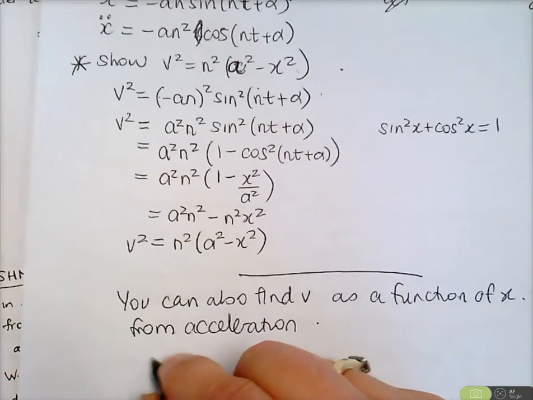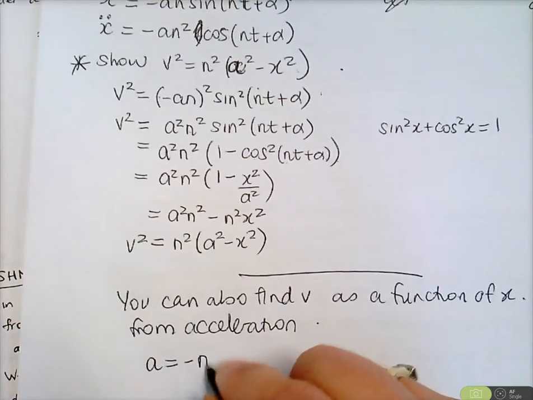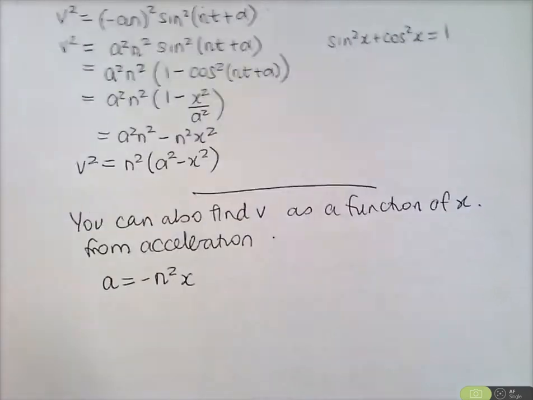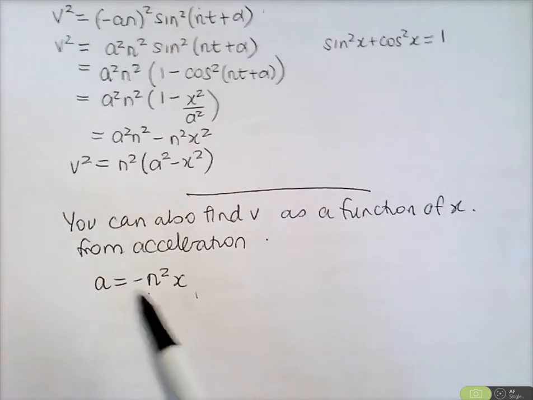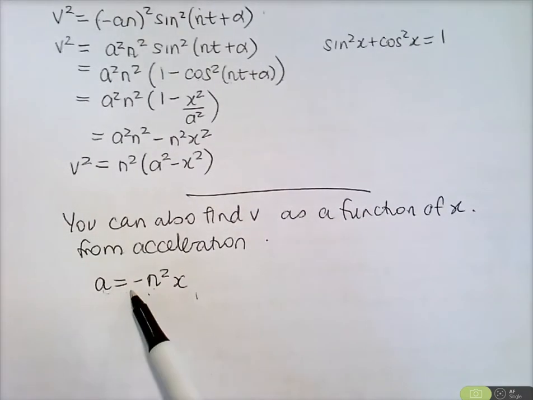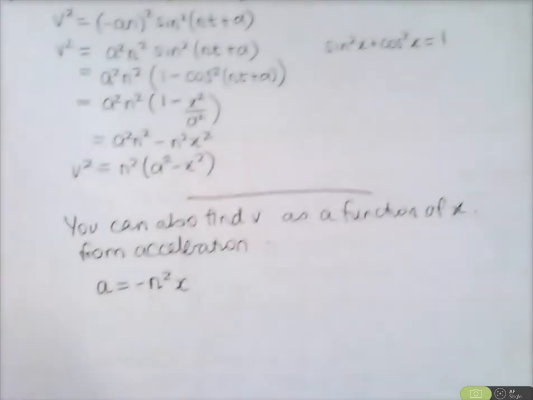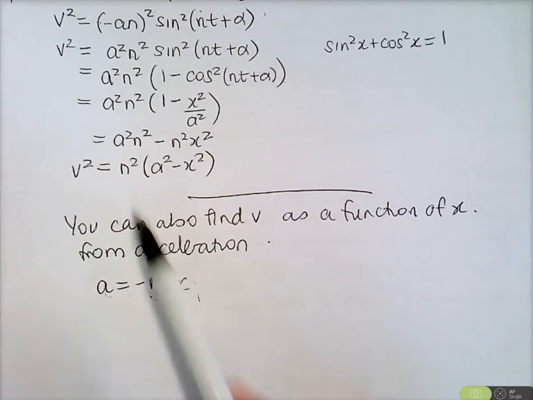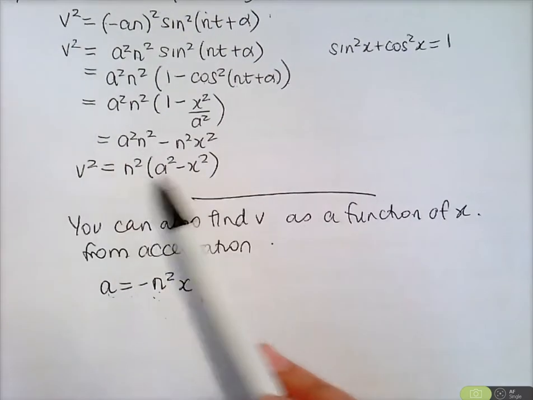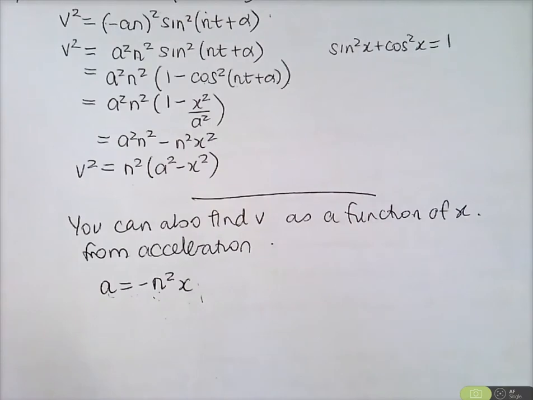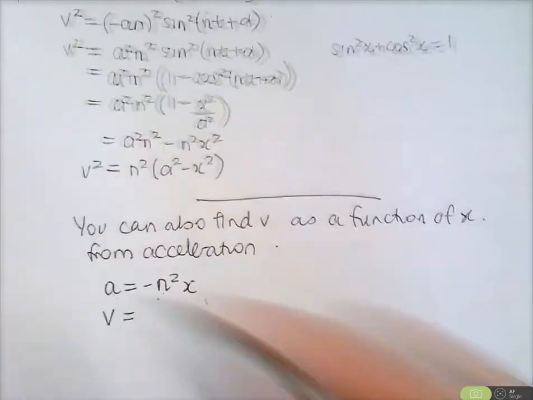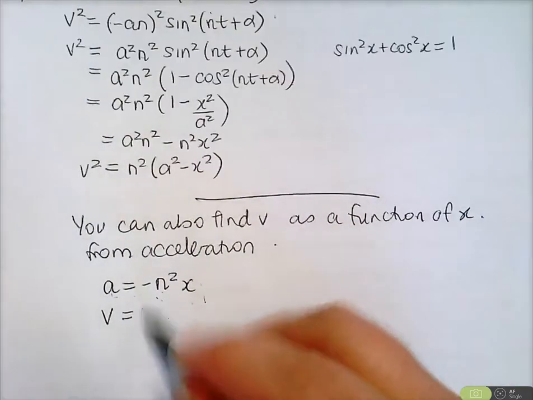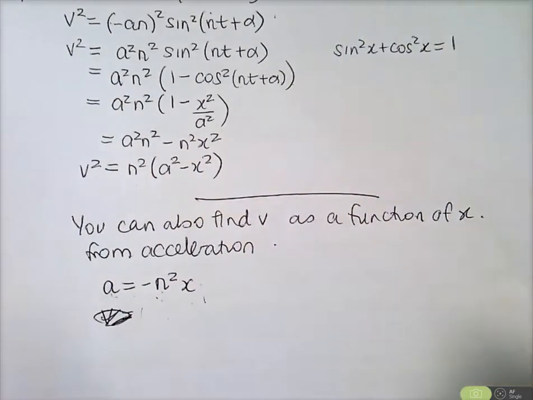So you know how we know that acceleration equals negative n squared x? You can find the velocity. If a equals negative n squared x, then it means we've got simple harmonic motion. So if you're ever given that, we can derive this equation up here, v squared equals n squared (a squared minus x squared). What do you think we do? Actually, no, we can't do it that way. Do you remember the result?